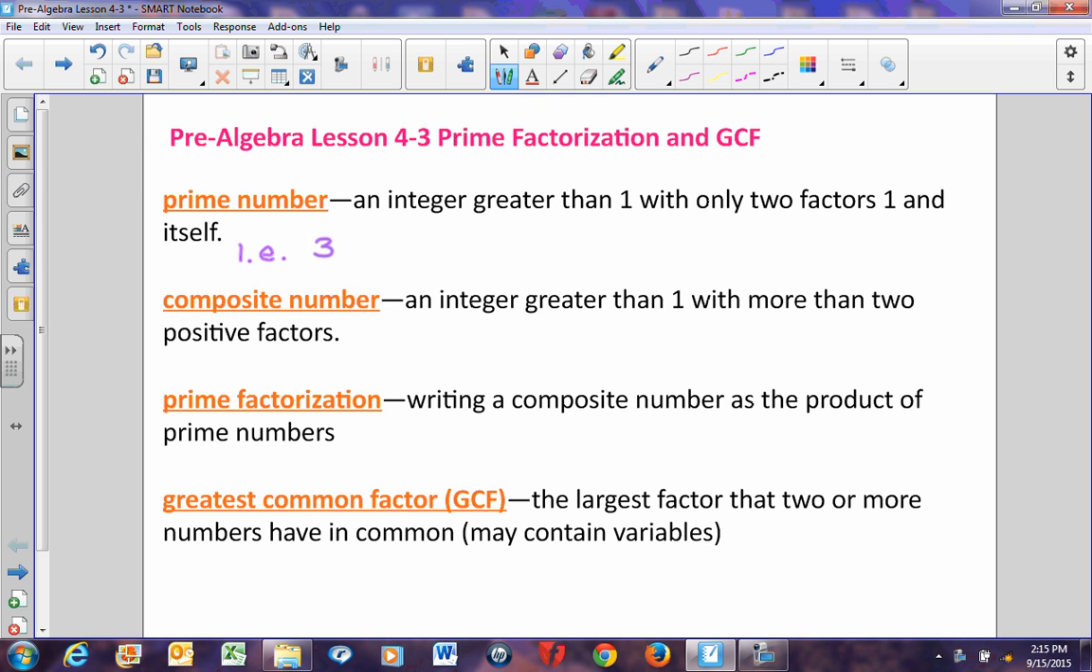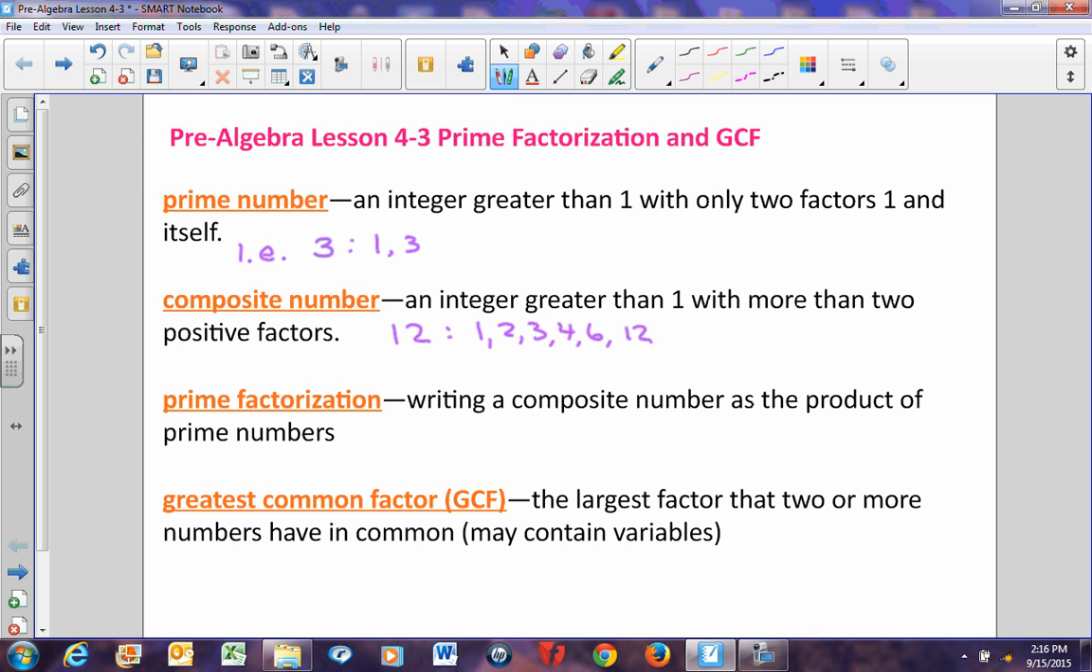A composite number is an integer greater than 1 with more than two positive factors. 12 would be a good example of a composite number because its factors are 1, 2, 3, 4, 6, and 12. It has lots of factors versus just 2. Because 3 only has the factors of 1, 3, 1 and itself.